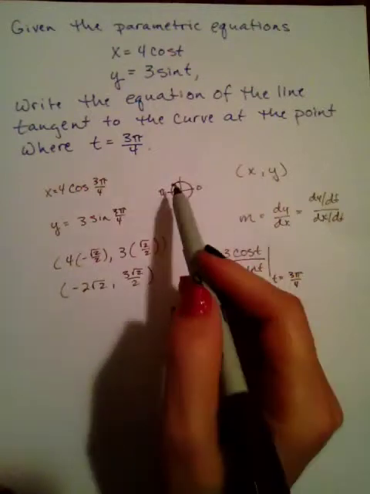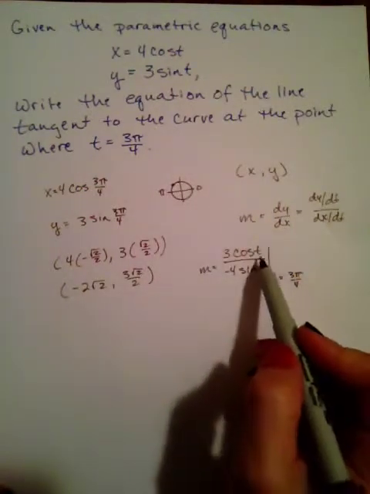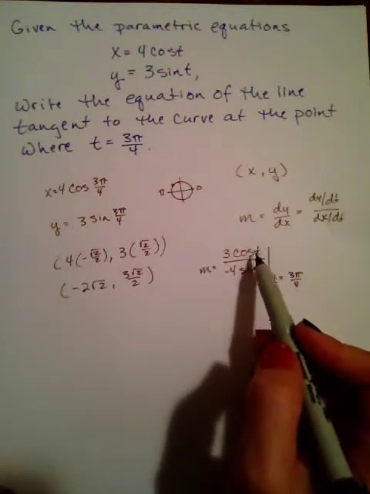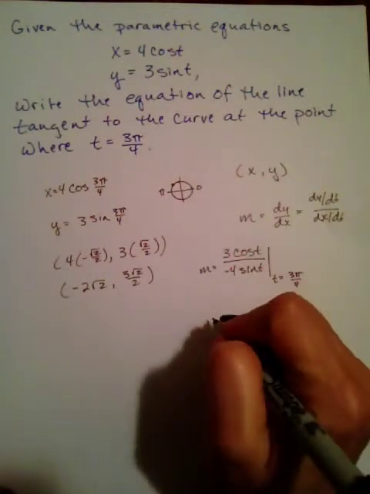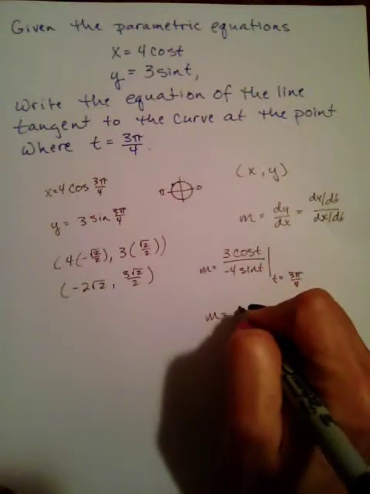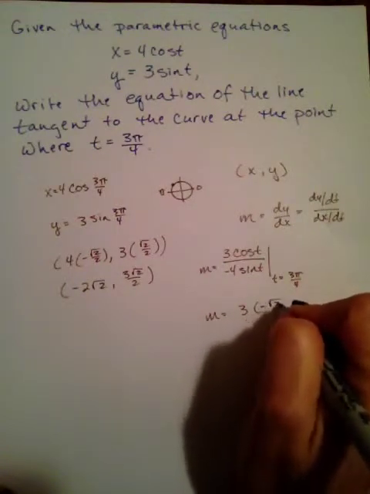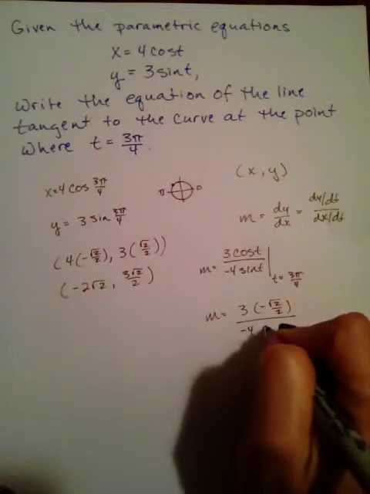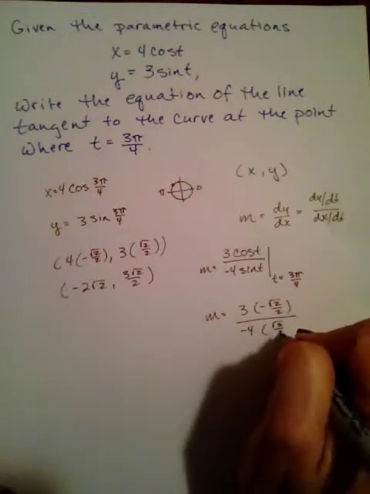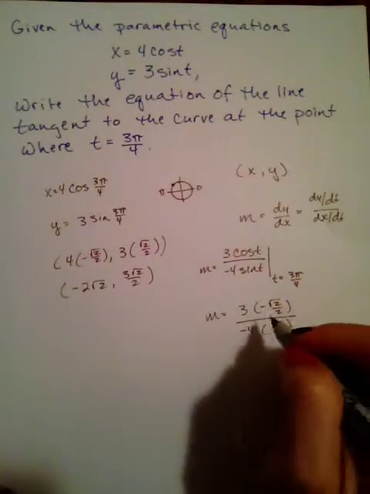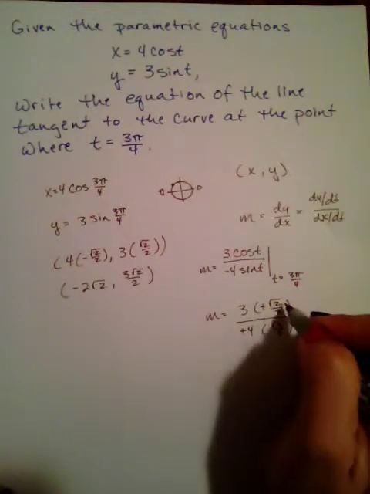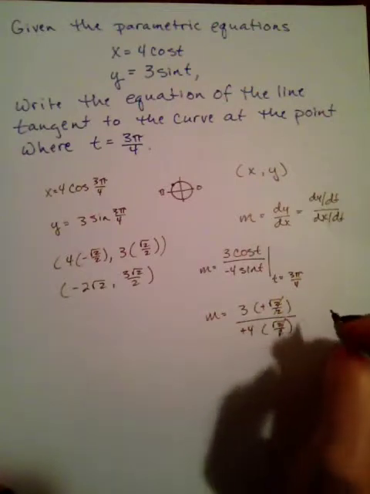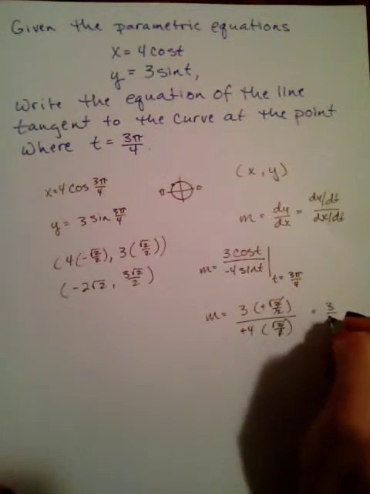It's the same radian, 3 pi over 4, so I know that my sine and cosine values will be the same in magnitude, but my cosine value will be negative. So I could say my slope is equal to 3 times a negative square root of 2 over 2, and I have a negative 4 times a positive square root of 2 over 2 in the denominator. The negatives cancel out, and so do the square root of 2 over 2. So my slope equals a positive 3/4.